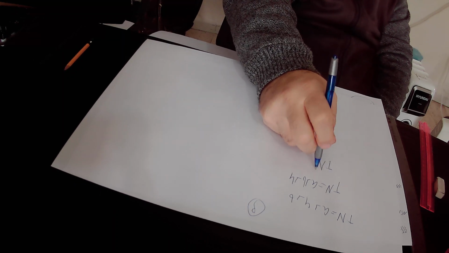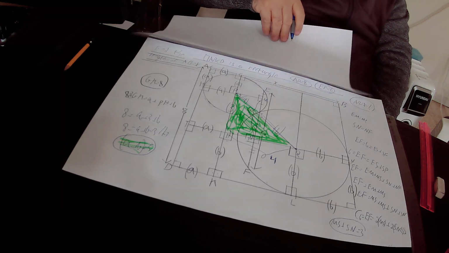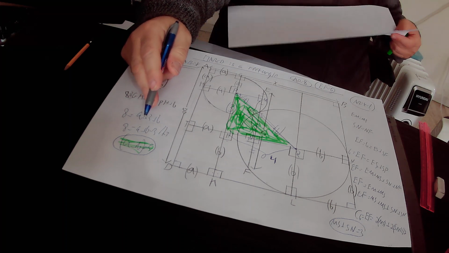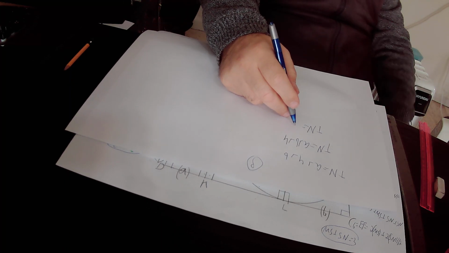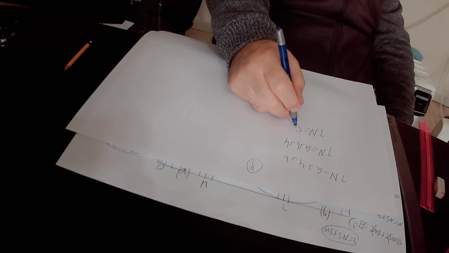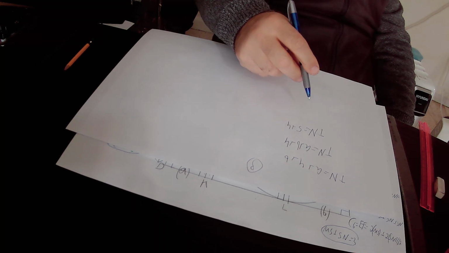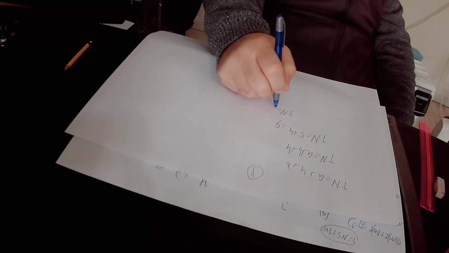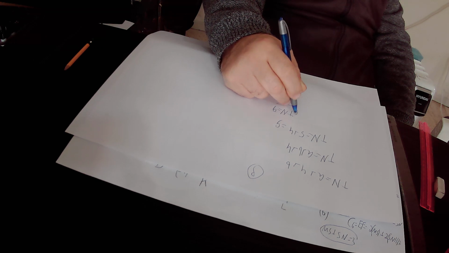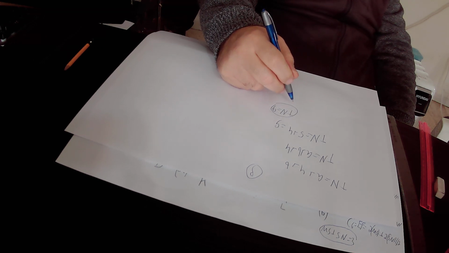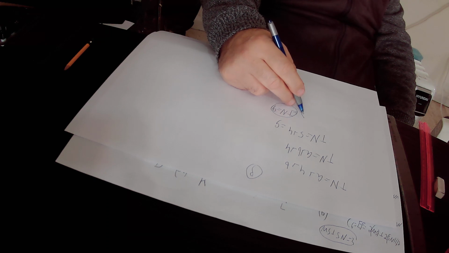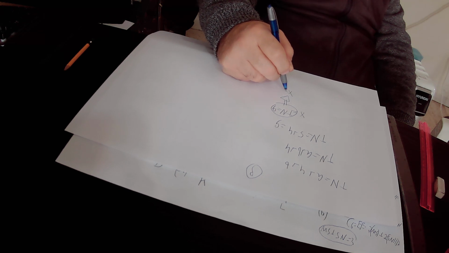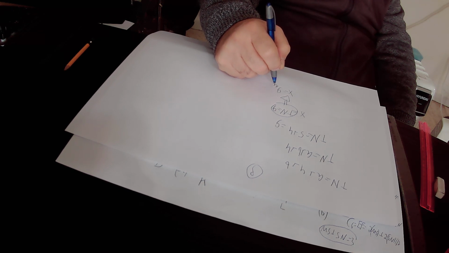So TN equals, we already found out that A plus B equals 5, so we substitute A plus B by 5. So TN equals 5 plus 4, that is 9. And TN equals x. From this equation we derive that x equals 9 units. x equals 9 units in length.